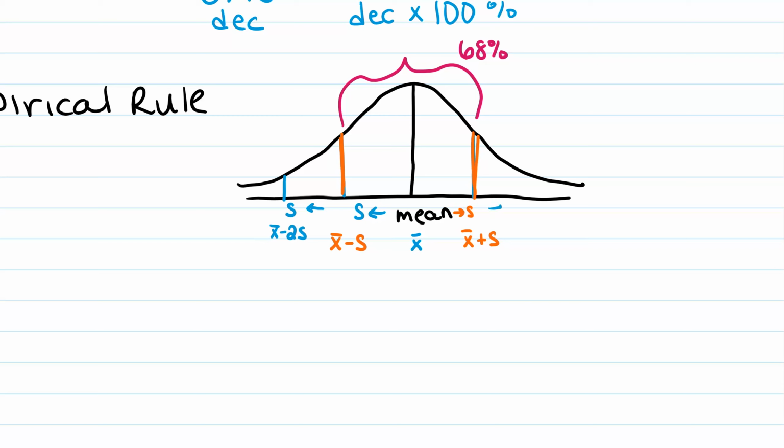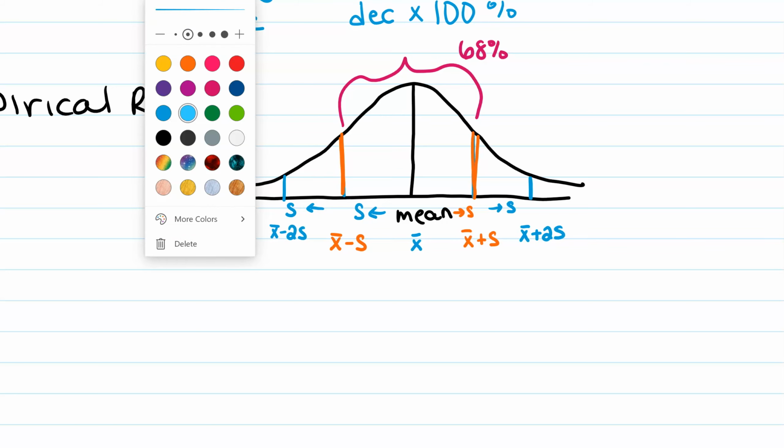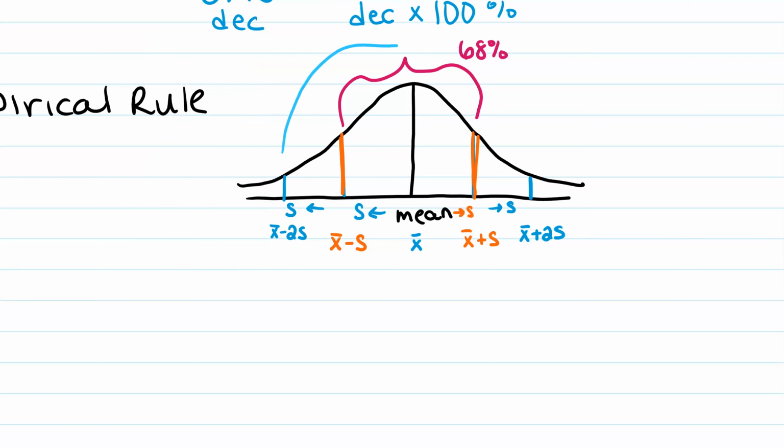And with the same idea, if I move right one more standard deviation over here, this bar would be at x bar plus 2s. And what the empirical rule says there is that 95% of the data will lie in between. So starting from x bar minus 2s, going all the way over, that will be 95% of your data. And then we really only count up 3 standard deviations away.